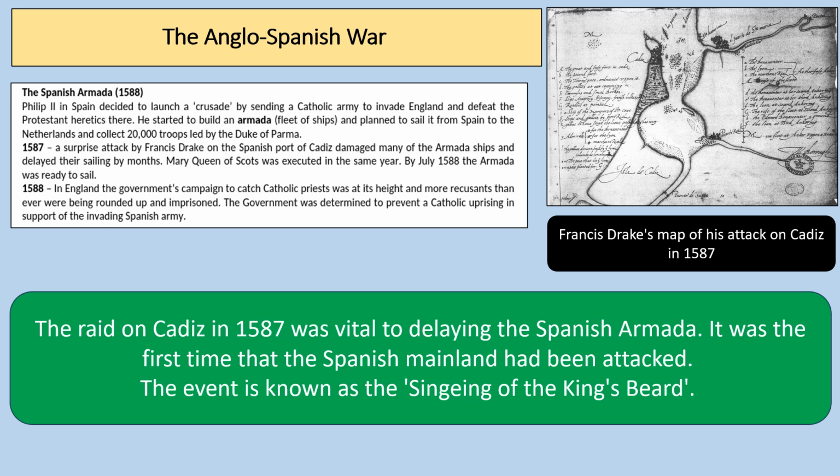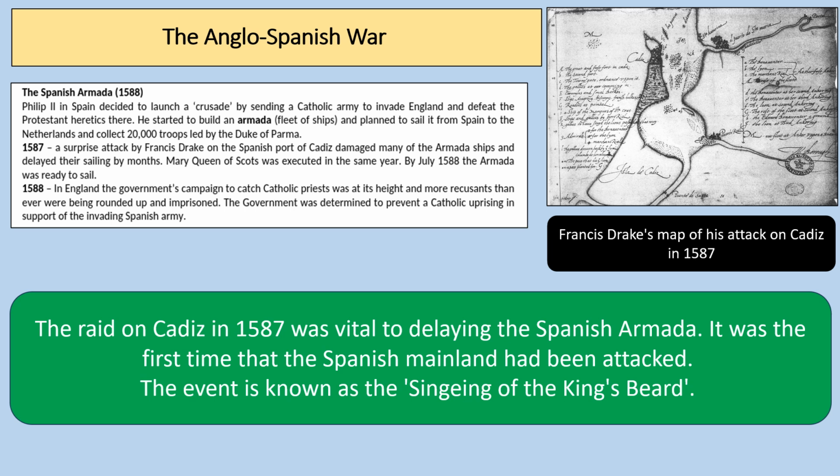Now, the Armada was actually supposed to sail in 1587, but a surprise attack by Francis Drake on the Spanish port of Cadiz damaged many of the Armada ships and delayed their sailing by months. This is an event sometimes known as the singeing of the King's beard. Mary Queen of Scots was executed in the same year, in 1587, and by July 1588, the Armada would be ready to sail.